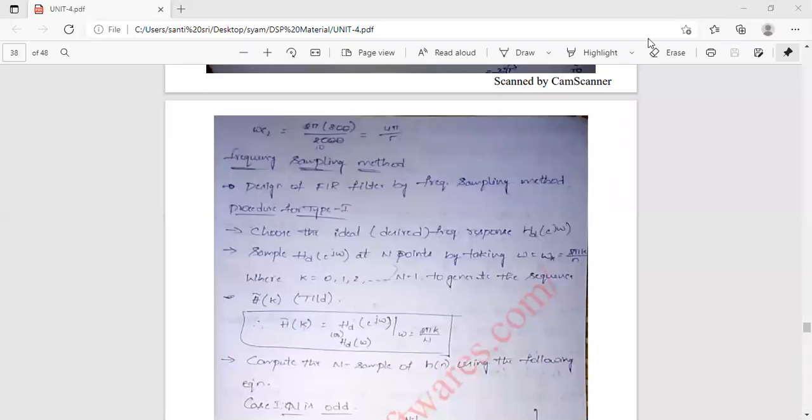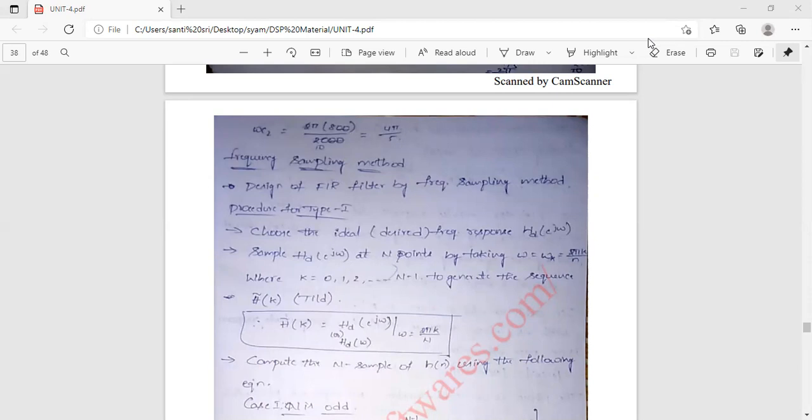Good morning. So in the last class, we discussed the FIR filter design techniques. Those are the Fourier series method, and second one is the Window method. In the Window method, we have some 4 to 5 methods, like the Kaiser window technique and other window techniques. And the third one is the frequency sampling method.